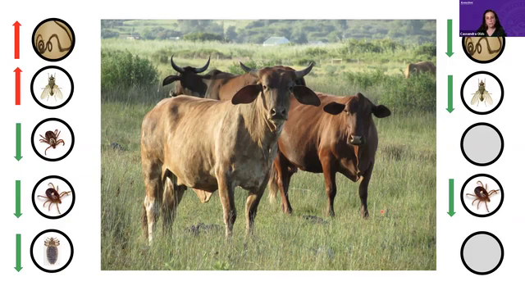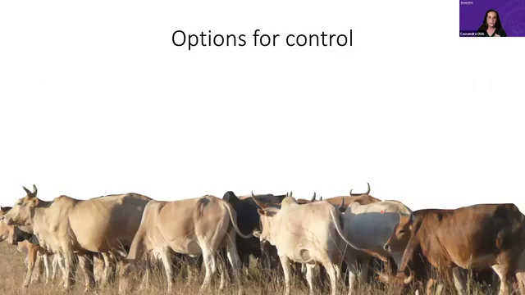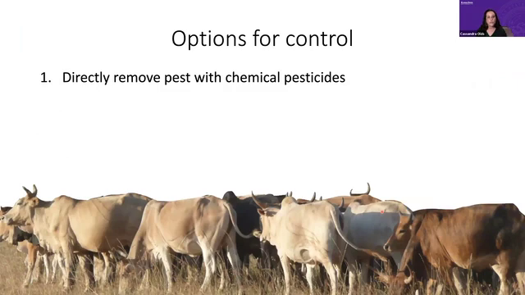So what we might see is that the animal on the right then starts getting more hornflies, and you say, okay, well, my hornflies have reached the limit of 200 flies per animal, so maybe I want to go ahead and treat my herd of cattle. At this point, you may not even know that you have a worm problem, because all you're looking at is the external situation. You see your animal has a lot of hornflies, so you go ahead and you treat. And so what we normally do is directly remove the pest with chemical pesticides.